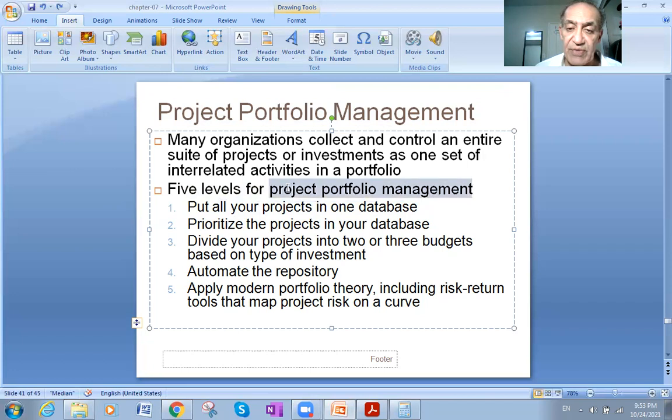So this is portfolio management. What do we do in it? We put all your projects in one database. We prioritize the projects in your database. You will divide your projects into 2 or 3 budgets based on the type of investments you are doing. Automate the repository and apply modern portfolio theory, including risk return.